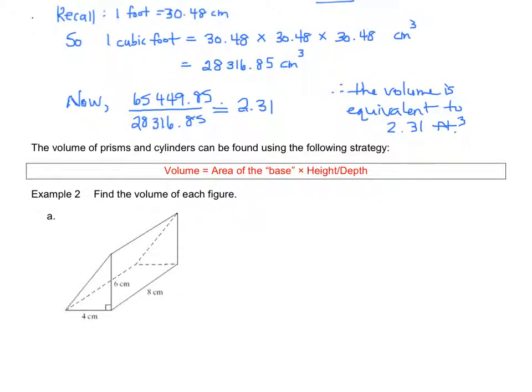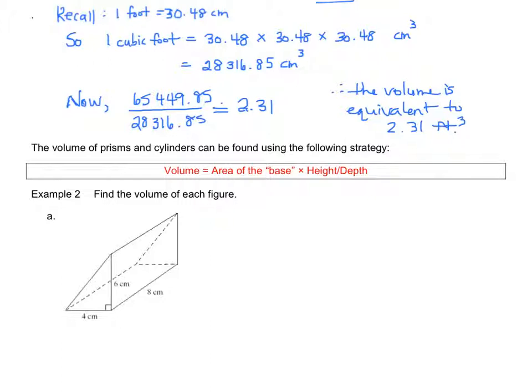Okay, now if you're finding the volume of a prism or a cylinder, there is sort of a general formula that works. You can also use the formulas on your formula sheet. But in general, the volume for a prism or a cylinder can be found by finding the area of the base and multiplying that by the height or the depth. And I say the height or the depth because it just depends how your object is sitting.